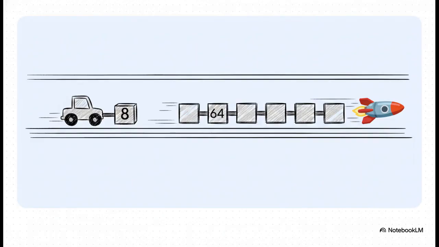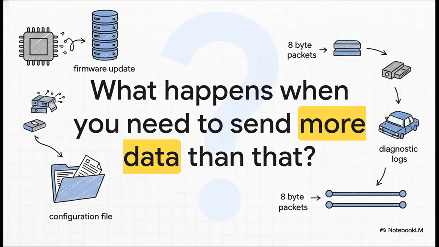Now, I know what you might be thinking. What about CAN FD? Flexible data rate. And you're right, it's definitely an improvement. It bumps things up to 64 bytes per frame. But let's be honest, in today's world, 64 bytes is still practically nothing. Yeah, this is a real problem, right? What if you need to send a firmware update over the air, or a big configuration file, or some detailed diagnostic logs? You just can't do it in one shot. And this is exactly where our solution comes into play.